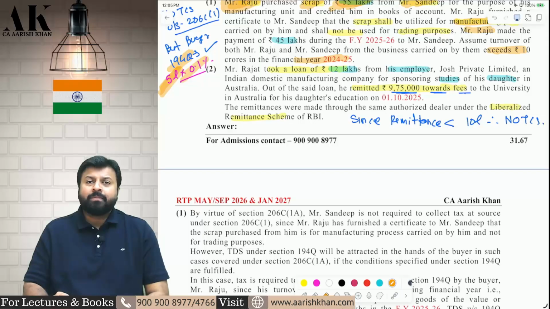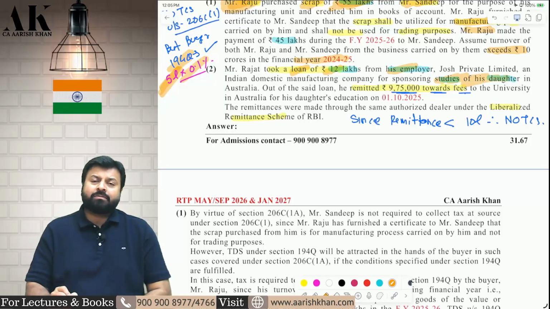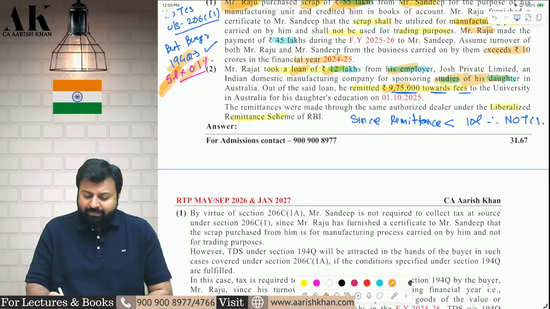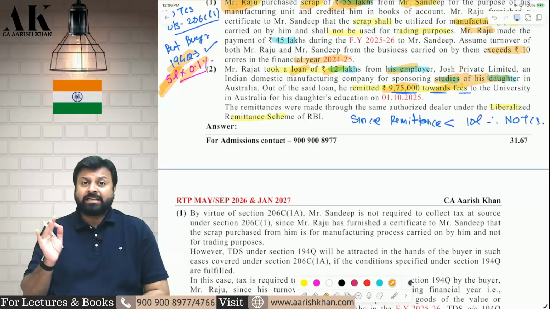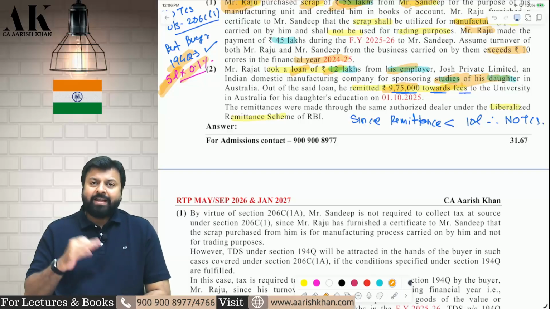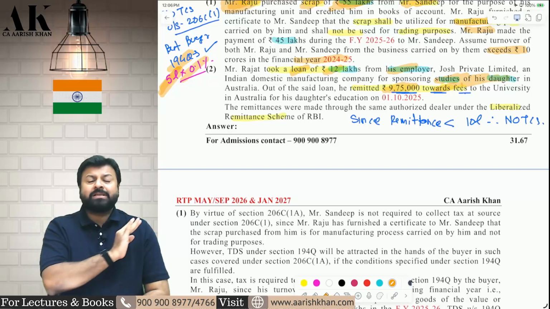Next one. Mr. Rajat has taken a loan of 12 lakh rupees from his employer, for what? For education outside India of his daughter. Out of that, he has remitted 9,75,000 to the university outside India. Whether TCS will apply or not. See, if you take a loan from an employer, that is different from taking a loan from a financial institution in India. If I take a loan from a financial institution in India and then I send it outside India for education purpose, then TCS is not applicable, only exempted.